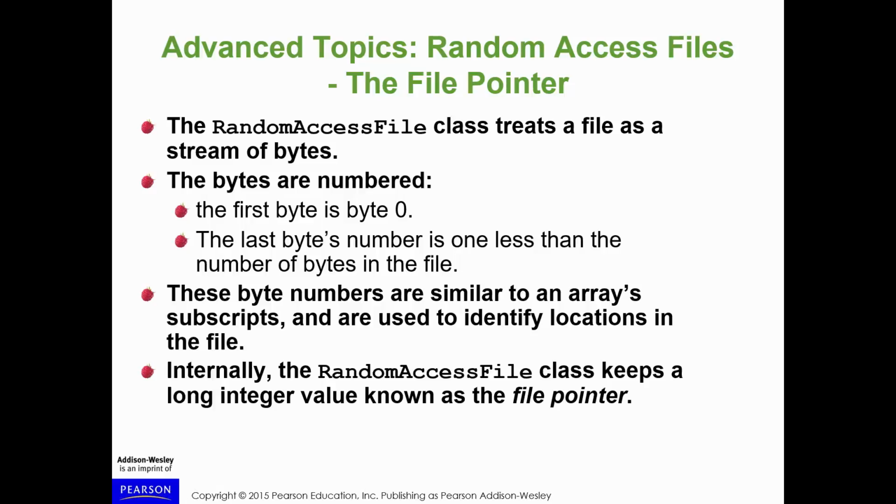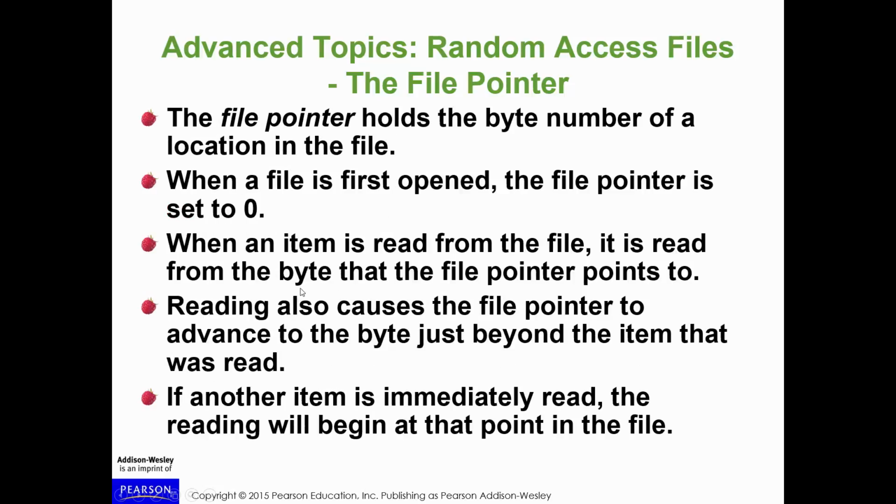The random access file class, as mentioned here, treats a file as a stream of bytes that start at 0. There are all sorts of things that you can do with it. You have what's called a file pointer that tells you where you currently are in the file. When you first open it, the file pointer is set to 0, meaning you're at the beginning of the file. Every record in a random access file must be the same size, regardless of what it contains.